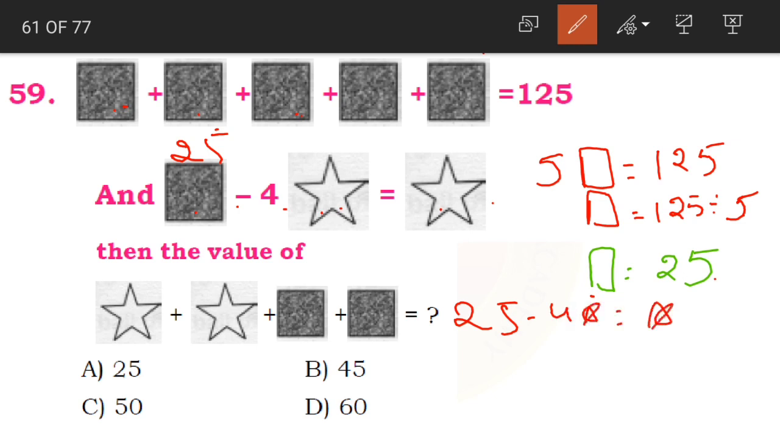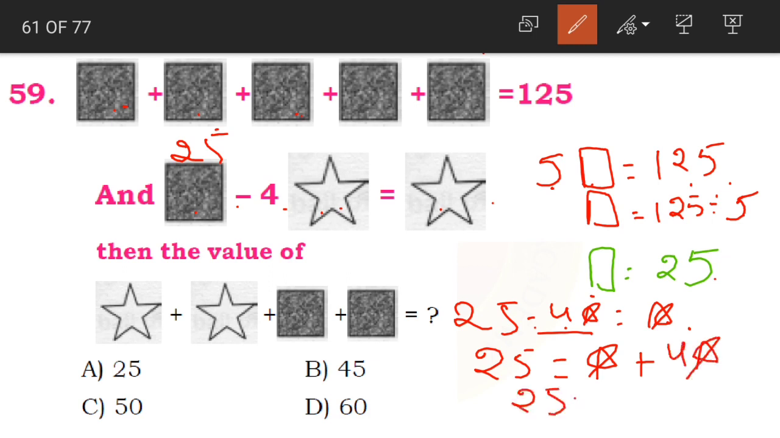1 star. See children, now look at this here. Here we had 5 square is equal to 125. So we were able to find out. In the same way here also we need the stars on the one side and the number on the other. Yes. Now 25, let us keep it as it is. Now here we are having star already. This minus 4 star, we will take that to the opposite side. Minus becomes what? Plus. Now 4 star plus 1 star, 5. 25 is equal to 5 star.